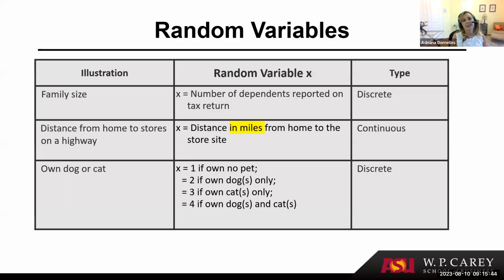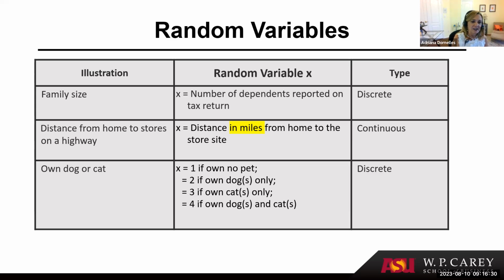So some other examples: family size. My random variable is defined as the number of dependents reported on a tax return. That type is discrete. Another one is the distance from home to stores on a highway. We can define the random variable as the distance in miles from home to the store site. Again, it's a continuous type because this random variable is measured in miles and not counted as, for example, the number of dependents.